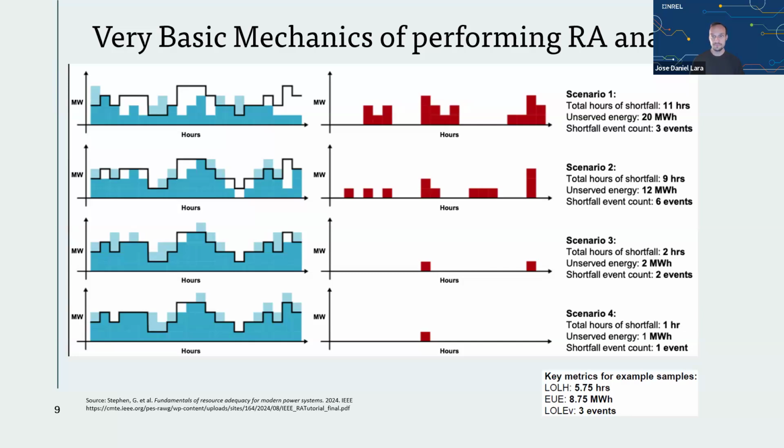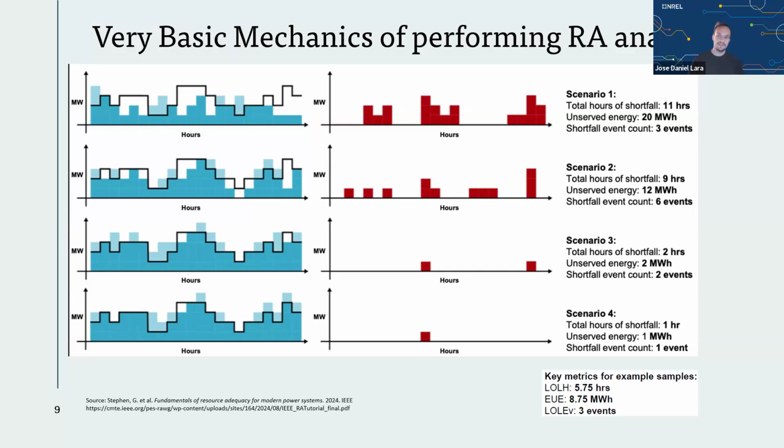Then in the second one, we see a different makeup altogether of the resource adequacy challenges of the system, where we actually have 6 events. So there are many events that are small, and you only have big losses of energy in one of them. So again, we have a different type of solution that has to go into our case A versus our case B.